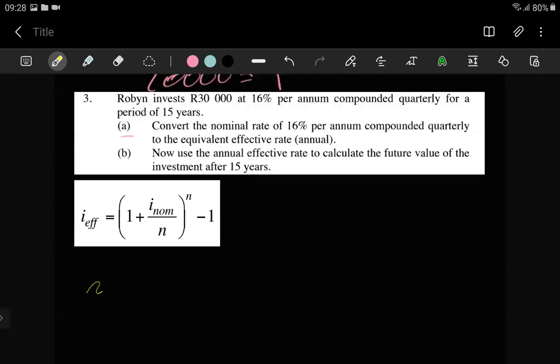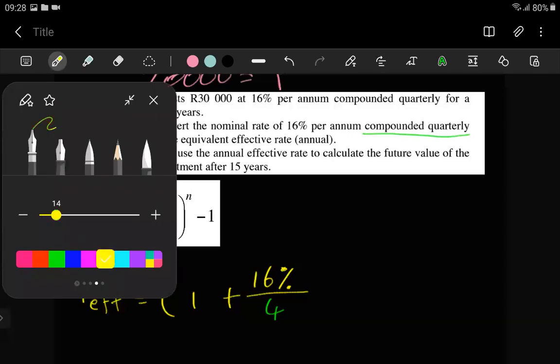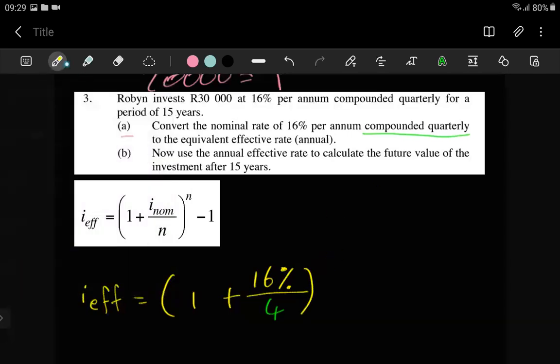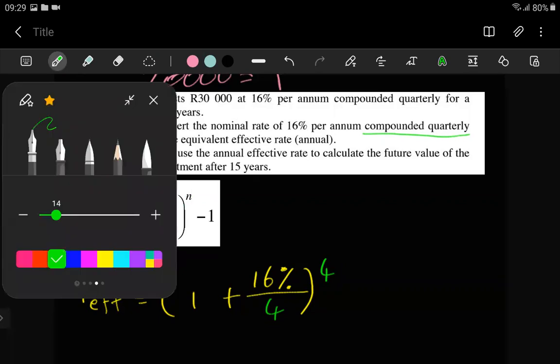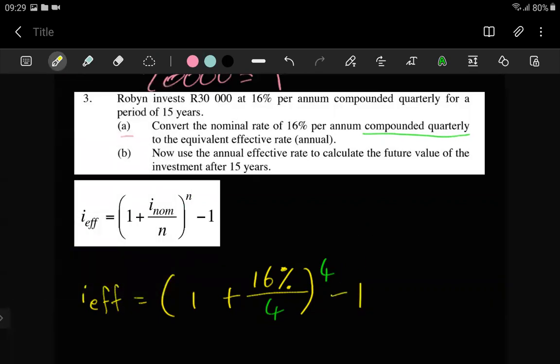So in this situation, they're asking for the effective rate interest. We know it is equal to 1 plus the nominal rate interest, which is 16%. I always write the percentage symbol next to the 16, because it's already 16 over 100. n is always the number of times it's compounded annually. So if it's compounded quarterly, then n is 4. And n is also 4 there because it's the same value, and then minus 1.